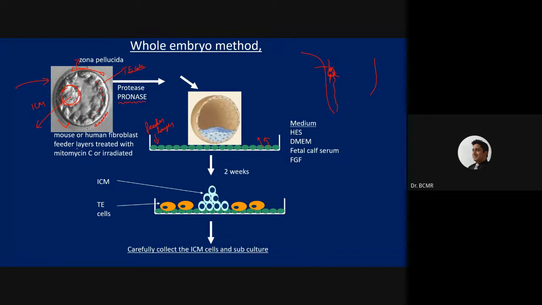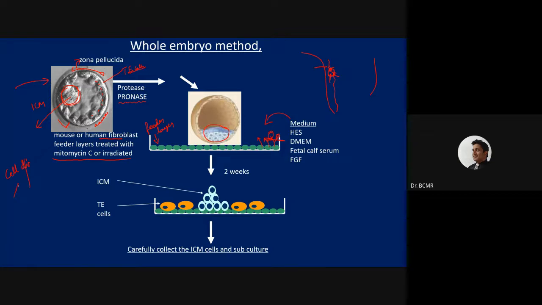So this feeder layer is usually made from either mouse embryos or mouse fibroblasts or human fibroblasts. If these are fibroblasts and you add the medium, they might also divide and form more cells. We don't want them to divide. We are looking to only multiply the ICM. So there is a way to arrest growth of the feeder layer cells by using mitomycin C or irradiation. That is, somehow you will prevent cell division from occurring.